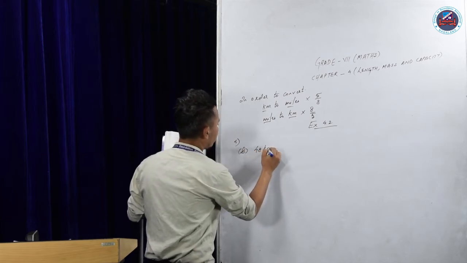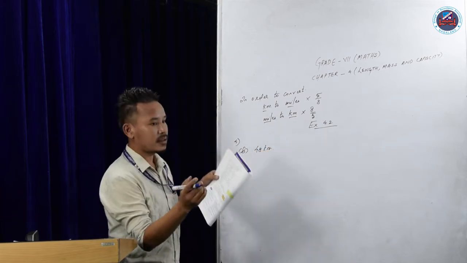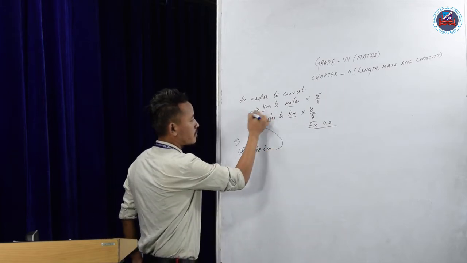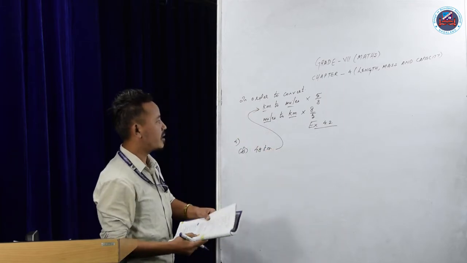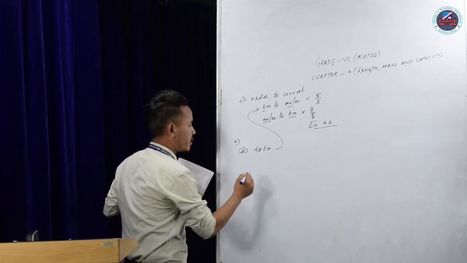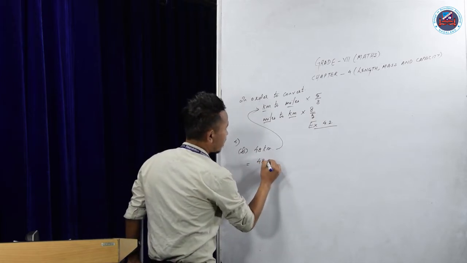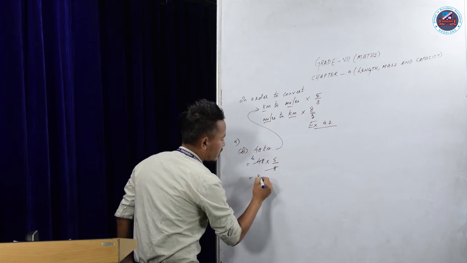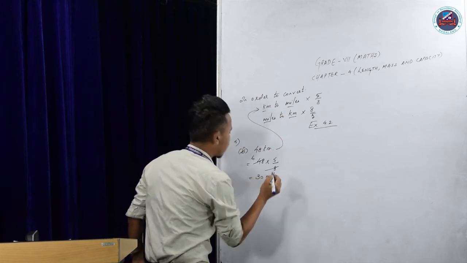48 kilometers. The question here is to convert these distances into miles. It's very simple. We have to convert this into miles by using that formula, right? So 48 kilometers becomes 48 into 5 upon 8. 8 6s are 48. 6 into 5 gives us 30 miles. So that's all, right?